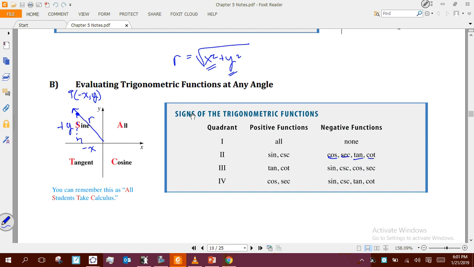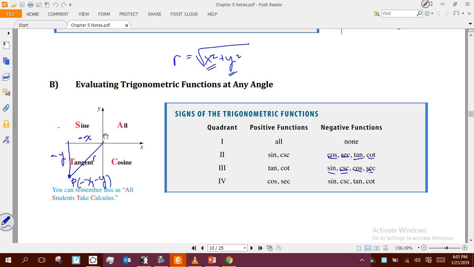If I go into, say, the third quadrant, so that point P would be negative x, negative y. So that's negative y, that's negative x. R would be positive. If I do sine, opposite over hypotenuse, that would be negative. If I do adjacent over hypotenuse, negative divided by positive would be negative. So in the third quadrant, sine was negative. Cosine would be negative. Their reciprocals are also negative.